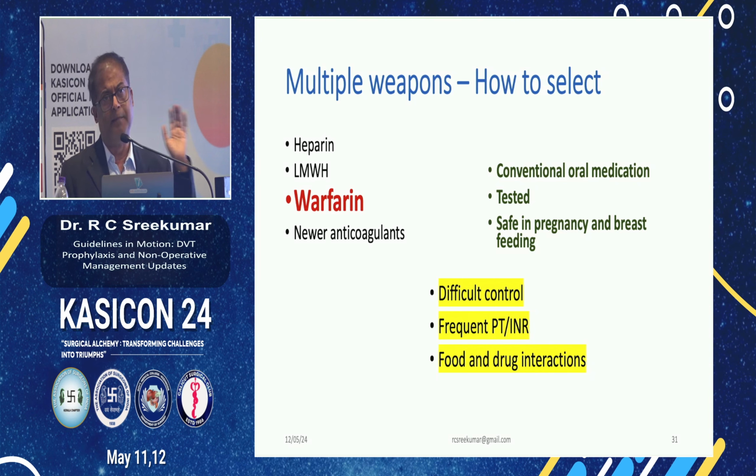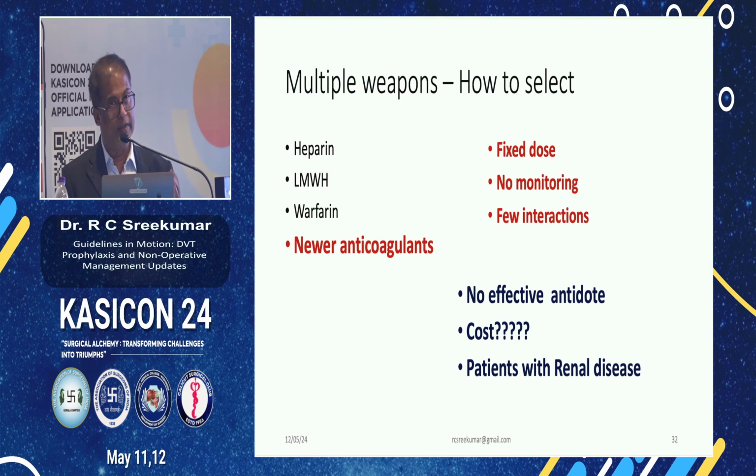Warfarin is again a time-tested one, good for preventive treatment. It's an oral medication, but the only thing is you have to monitor the PTINR regularly to keep the PTINR in a small window. That's the issue. So newer agents are available, DOACs. They are fixed dose drugs. You don't need any monitoring. There are very few interactions, but the question is this is costlier. No effective antidotes are available, a few antidotes are available, but they are not easily available. That's the issue with them.